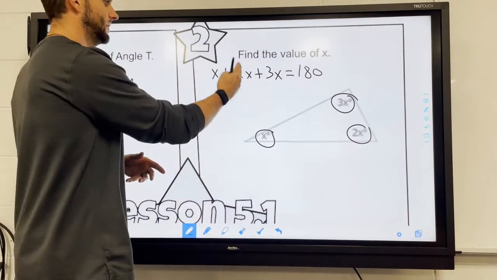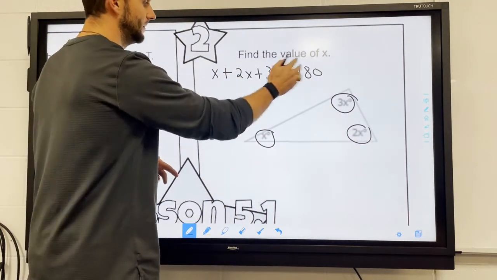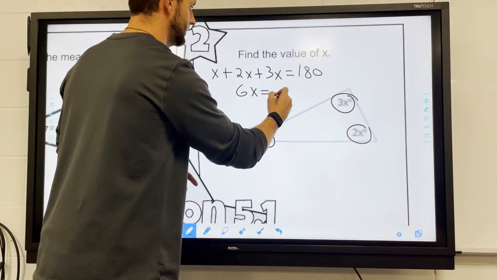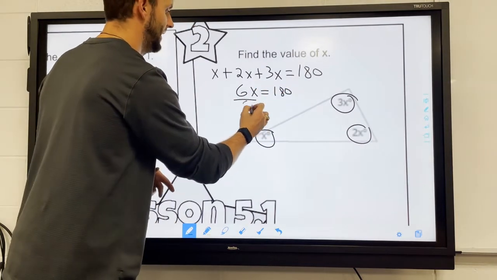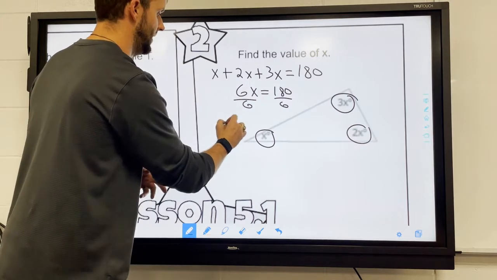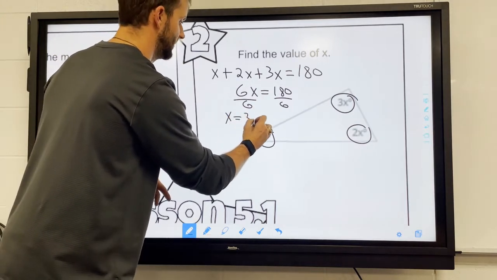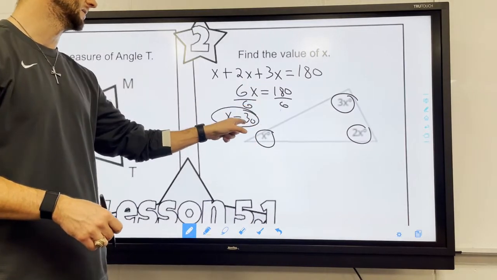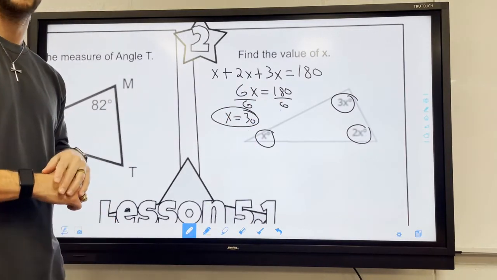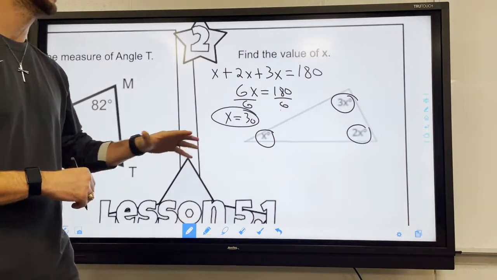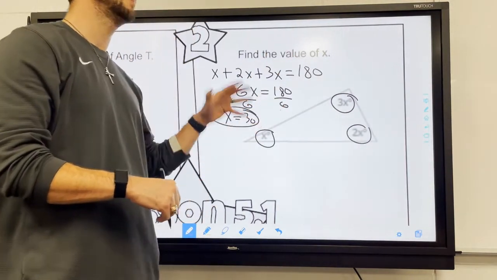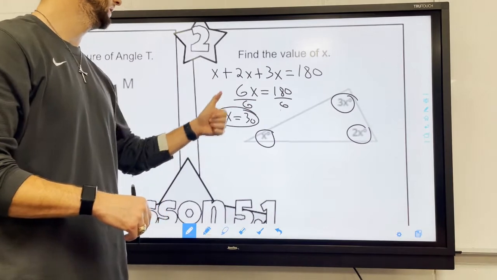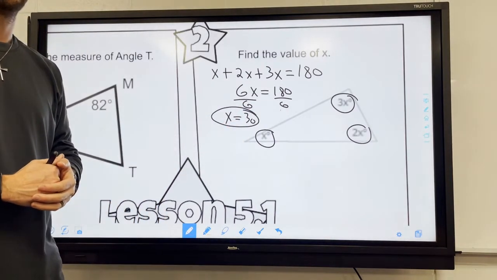So x plus 2x plus 3x gives me a total of 6x, and then all I'm going to do is divide by 6 on both sides. So x is going to be equal to 30, because 18 divided by 6 is 3, bring the 0 down, so it'd be 30. So right now, ladies and gentlemen, I'm basing this off of all three angles of a triangle adding up to 180, plug all that in, that should end up giving you 30, okay?